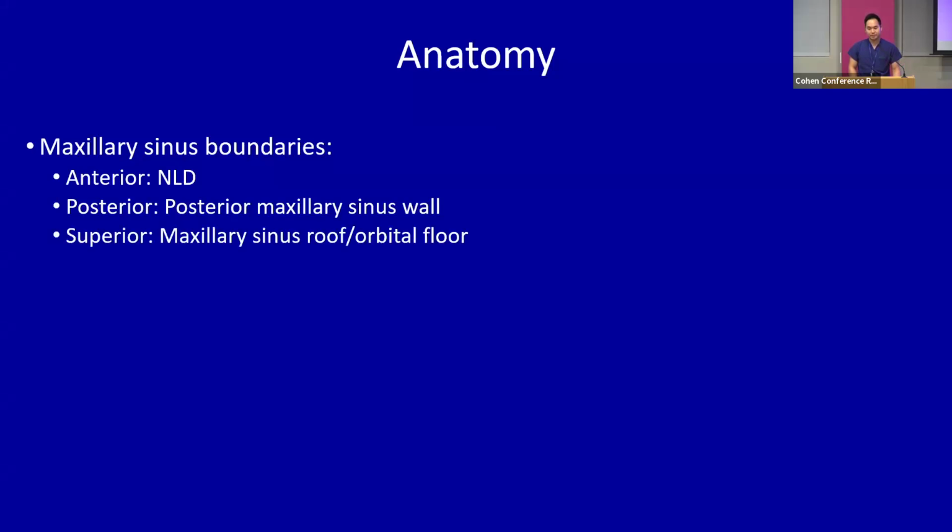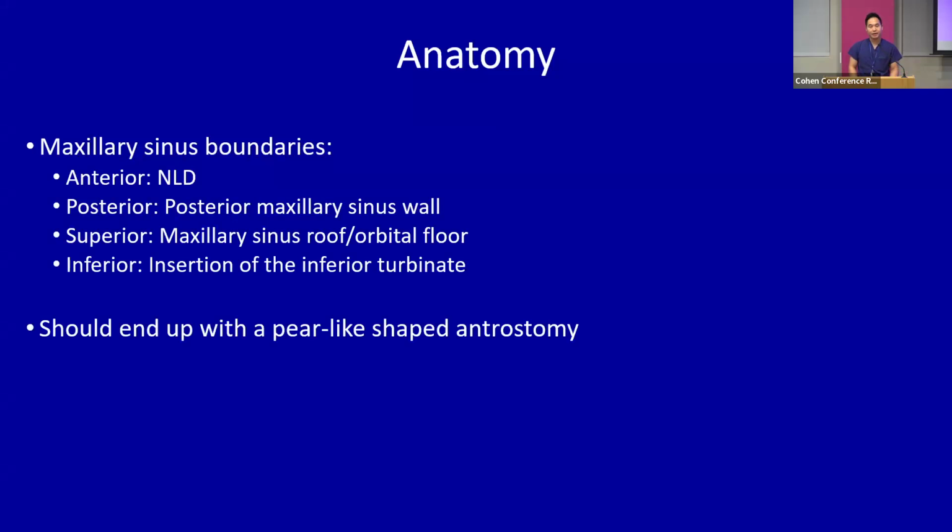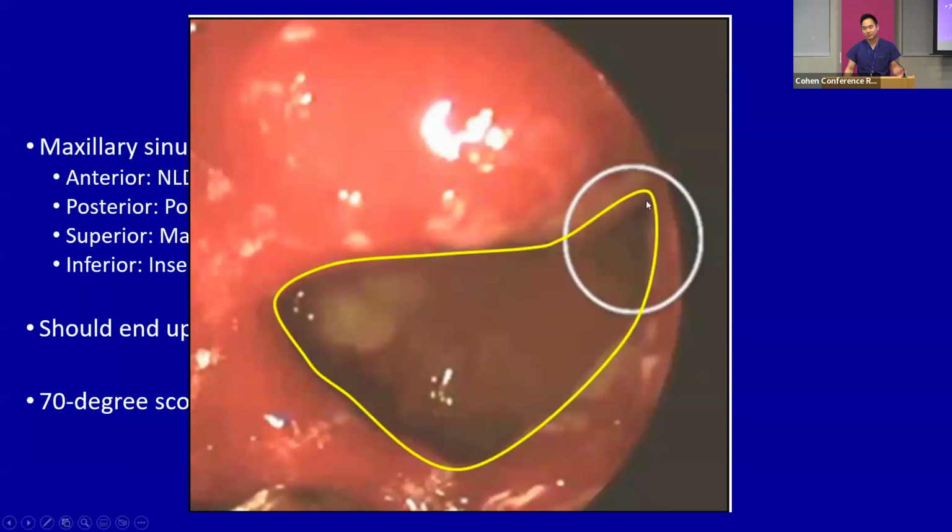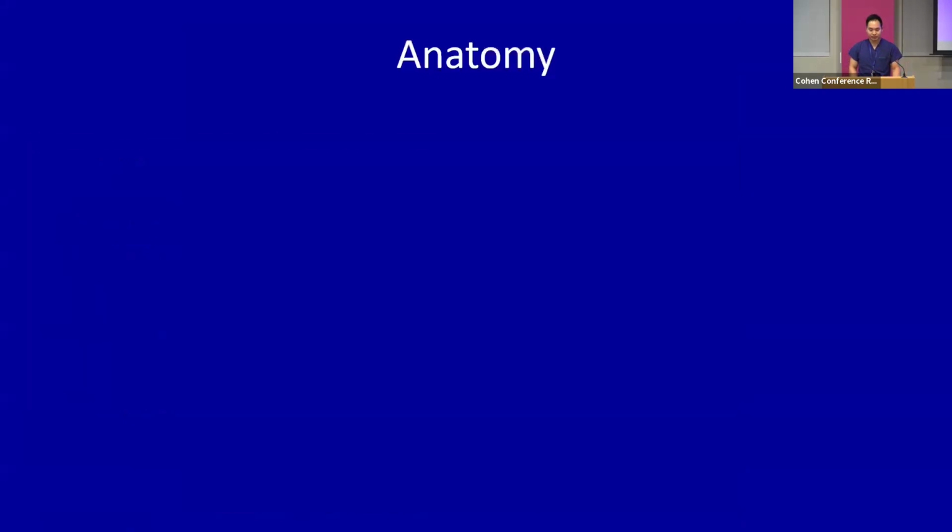Superiorly would be the orbital roof or orbital floor, or the roof of the maxillary sinus. Inferiorly is actually the insertion of the turbinate. And you should end up at the end with a wide antrostomy that looks kind of pear-shaped. Usually I use a 70-degree scope to look at the end. You see it all over the papers and textbooks. I don't think it looks like a pear, but they call it a pear. This is a left maxillary antrostomy, and this little white circle represents the anterior corner.